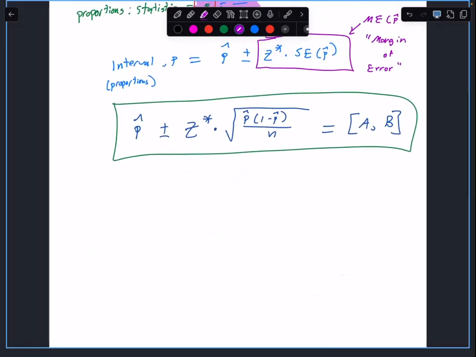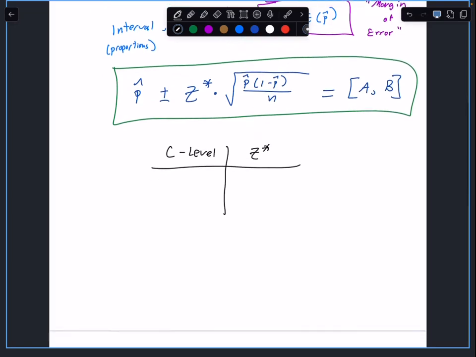This leads us to the question though. Well, I wrote this z star. What does that z star mean? Remember, the z star is how many standard errors away from my point estimate that I'm going to be stepping away.